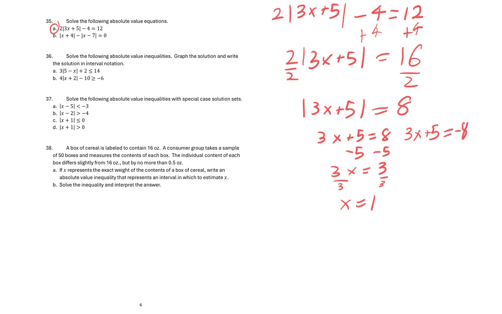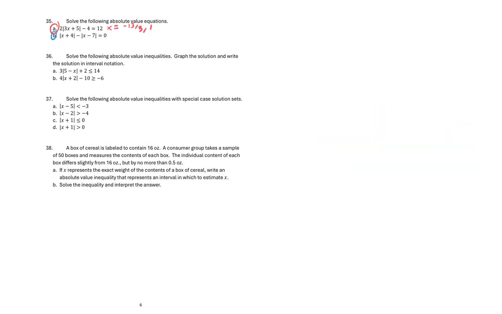And then over onto our other one, we're going to subtract 5 over here. We're going to have 3x is equal to negative 8 minus 5, which should be negative 13. Divide both sides by 3. So the other one is going to be x is equal to negative 13 over 3. Now looking at part B, we have the absolute value of x plus 4 minus the absolute value of x minus 7 is equal to 0. First thing I'm going to do is add that absolute value of x minus 7 on both sides.